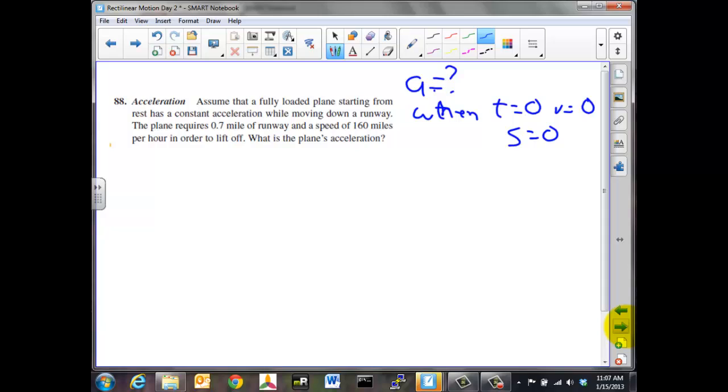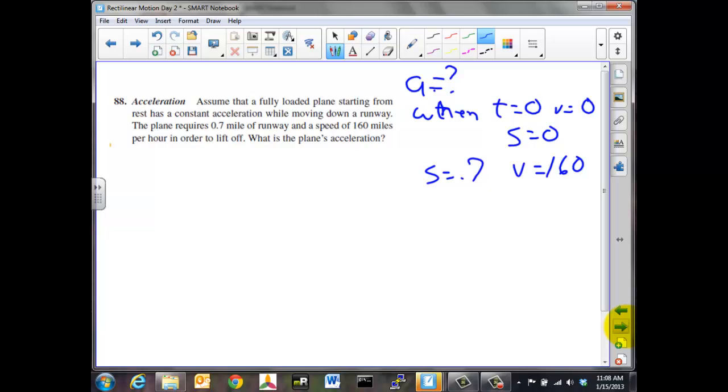Because when the position is 0.7, the velocity is 160. When s is 0.7, then the velocity is 160. And s, I used x of t in the last one. I'm using s here. That's just what I wrote down this time. They use them interchangeably there. So that's what we know. When t equals 0, v is 0, and s is 0.